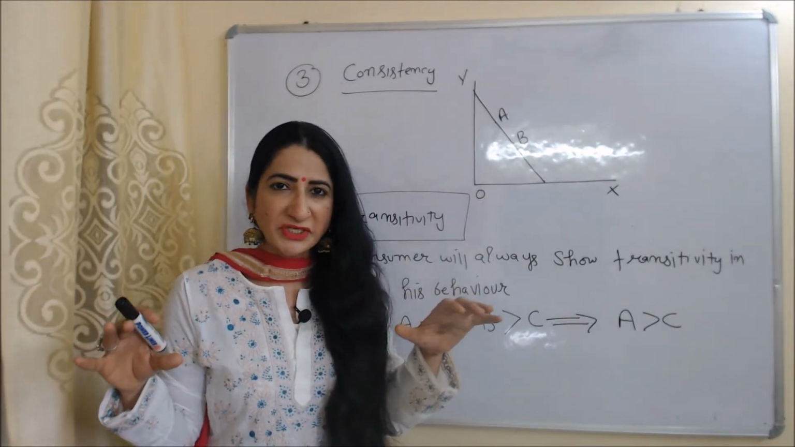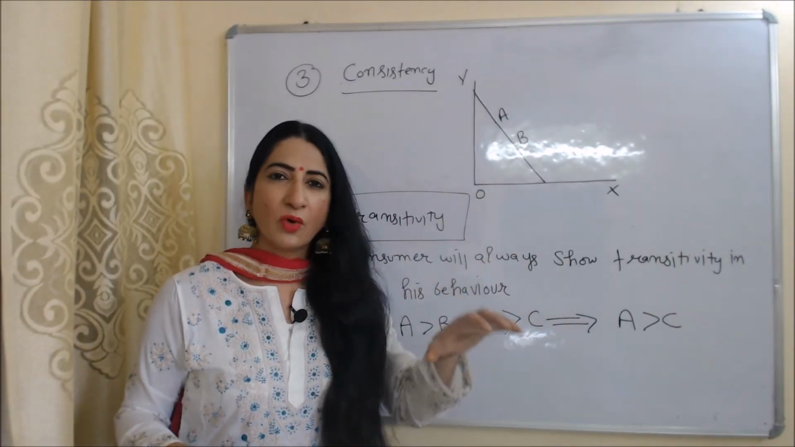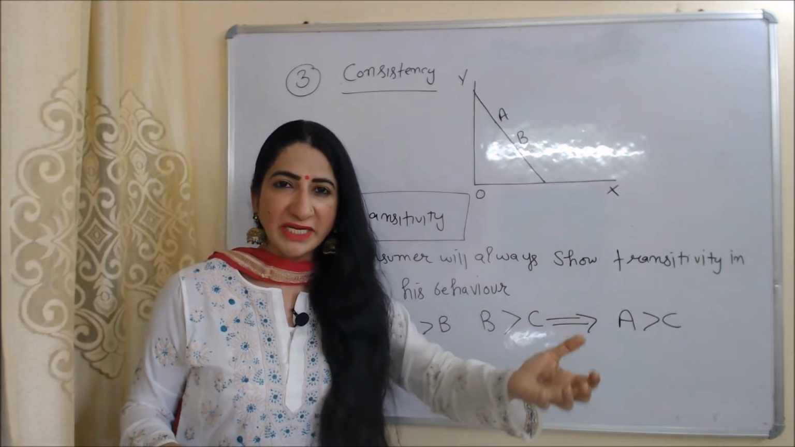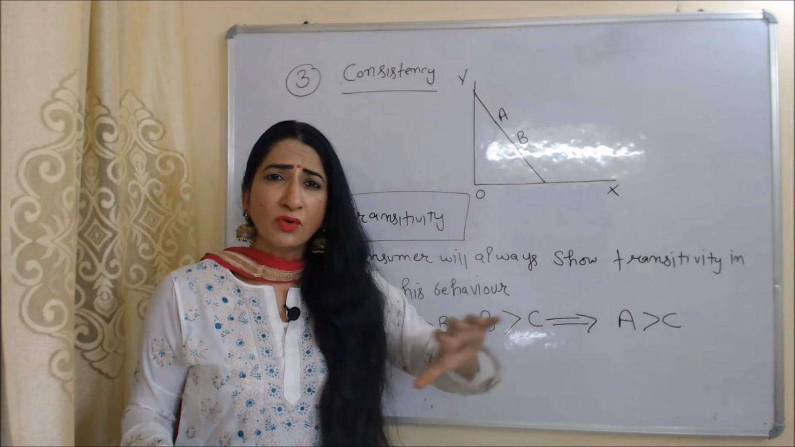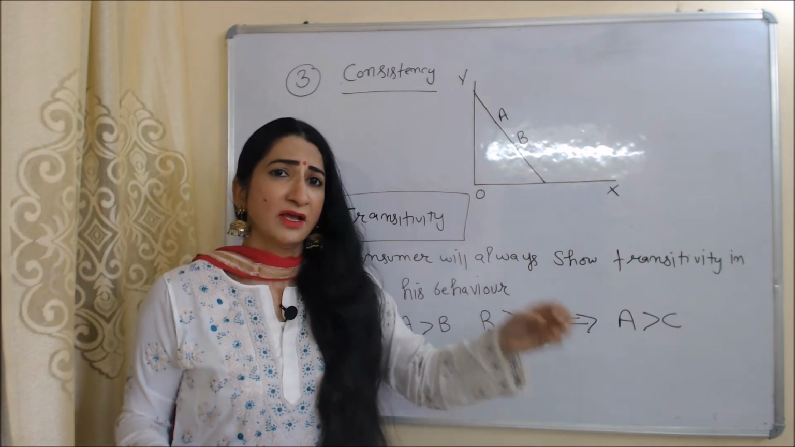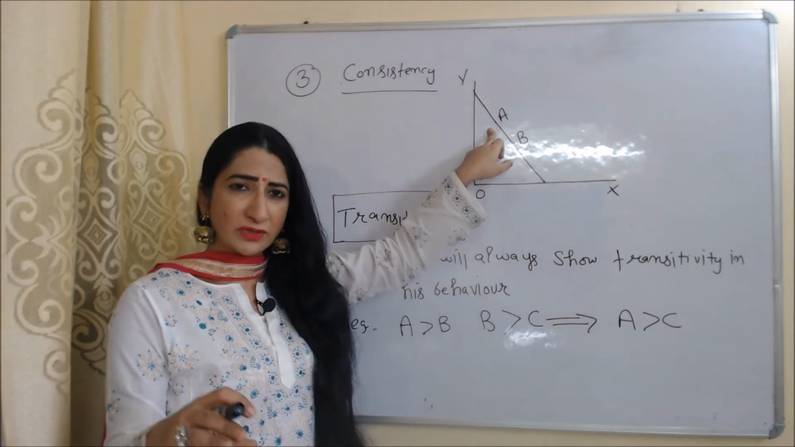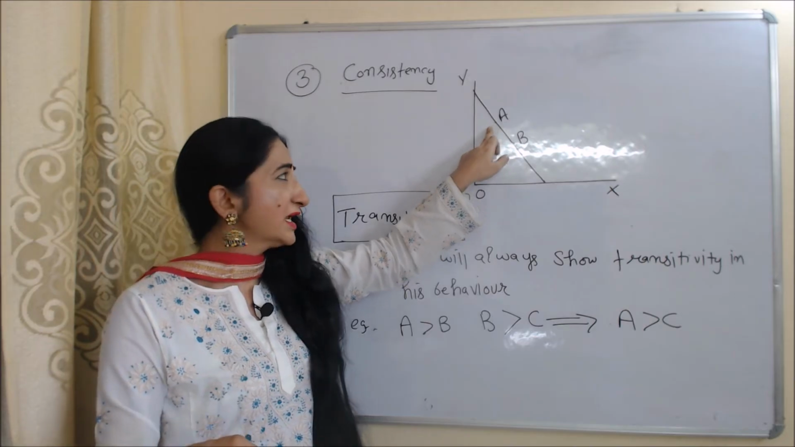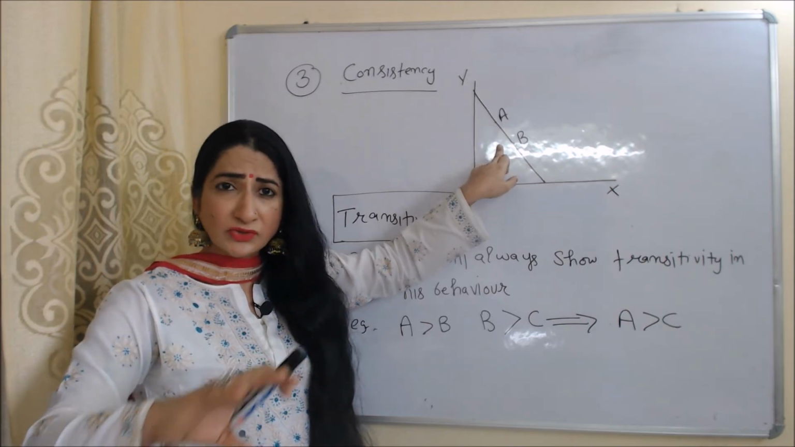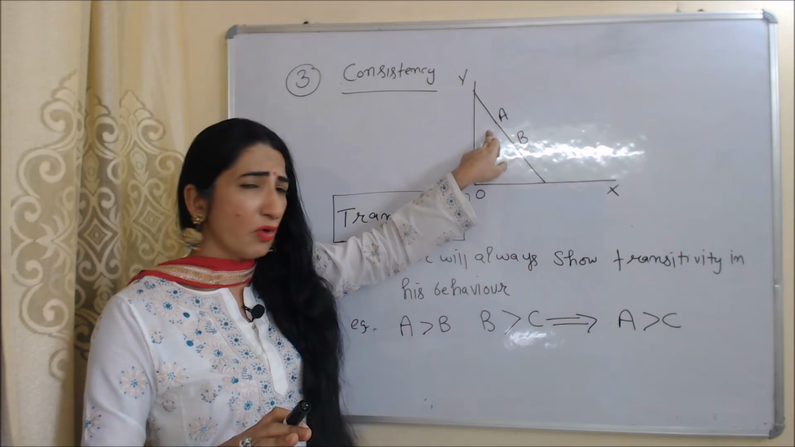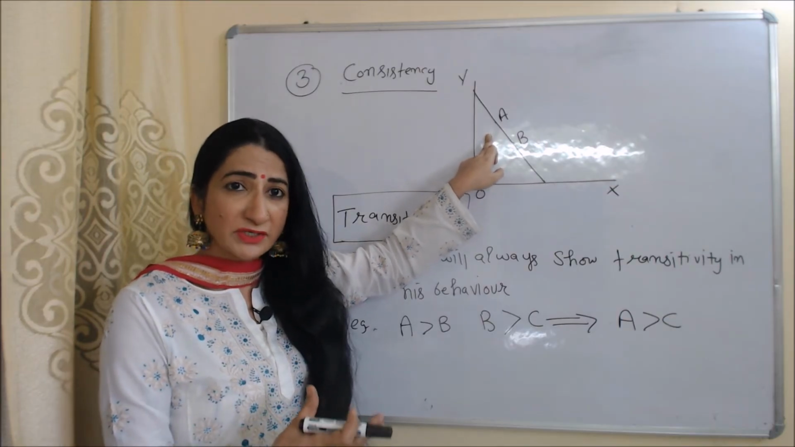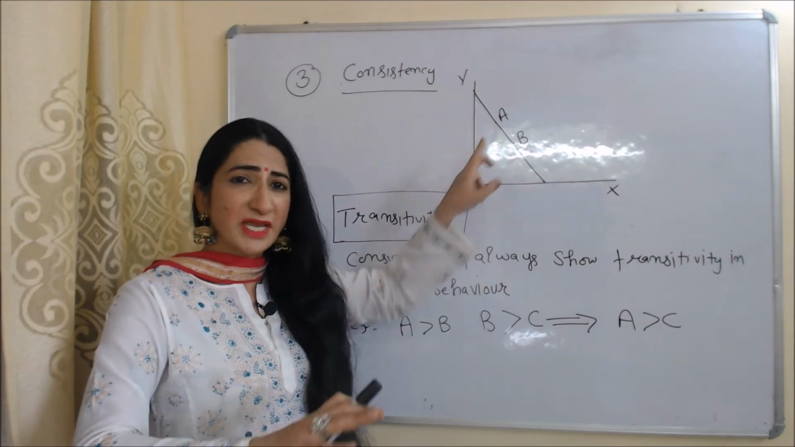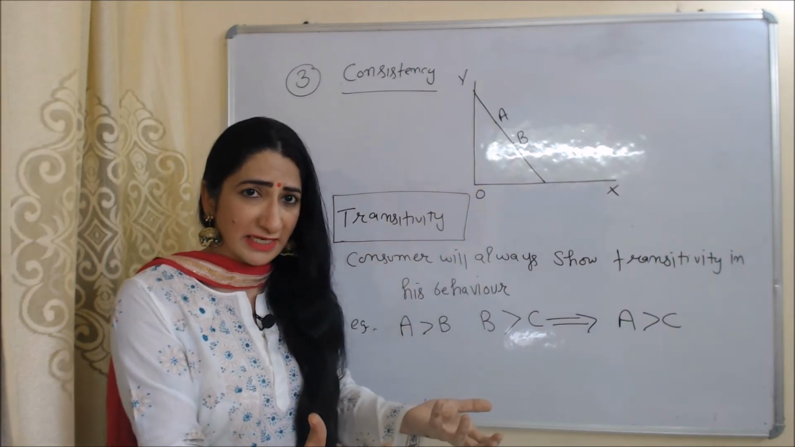Next assumption is consistency. According to this theory, consumer behavior shows consistency. His behavior will not change again and again. For example, if in a particular situation he chooses A over B, then in the next situation he will not choose B over A. He will always choose A over B because his behavior shows consistency.